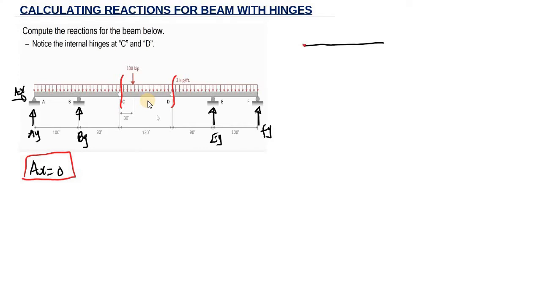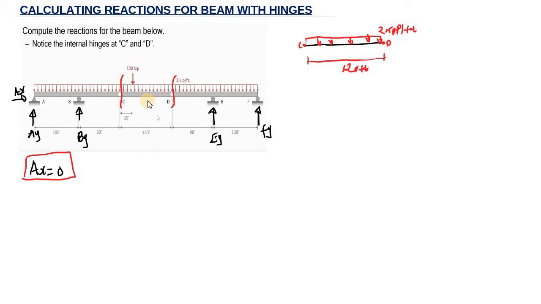So this is point C and this is point D. We know we are having a distributed load of 2 kip per foot. Now we need to resolve this as a point load, and we know the distance. This distance is 120 feet. So we need to resolve this as a point load.